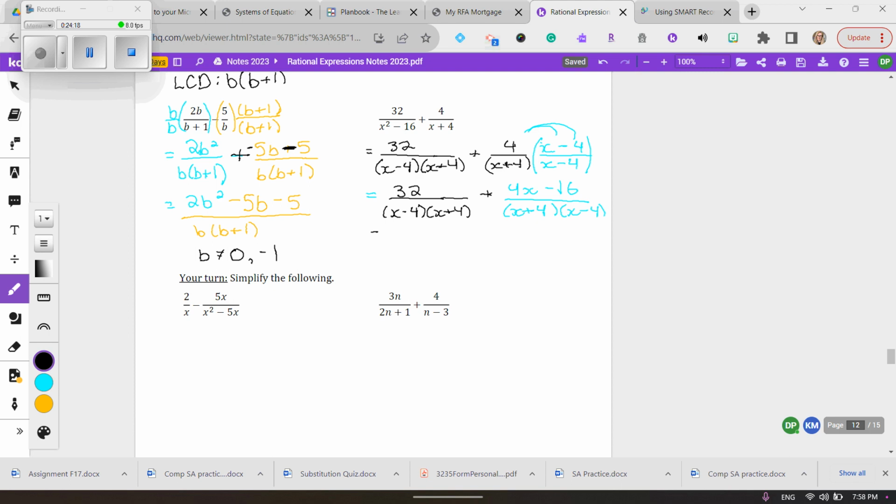I can go ahead and add the tops. So I'm going to do it all in one step. I'm going to look at my numerators and say, do I have any like terms? Yes, 4x is all by itself, but 32 minus 16, that is a like term. So I'm going to go 4x plus 32 minus 16, which is 16 on the top. And then I have x minus 4 times x plus 4 on the bottom.